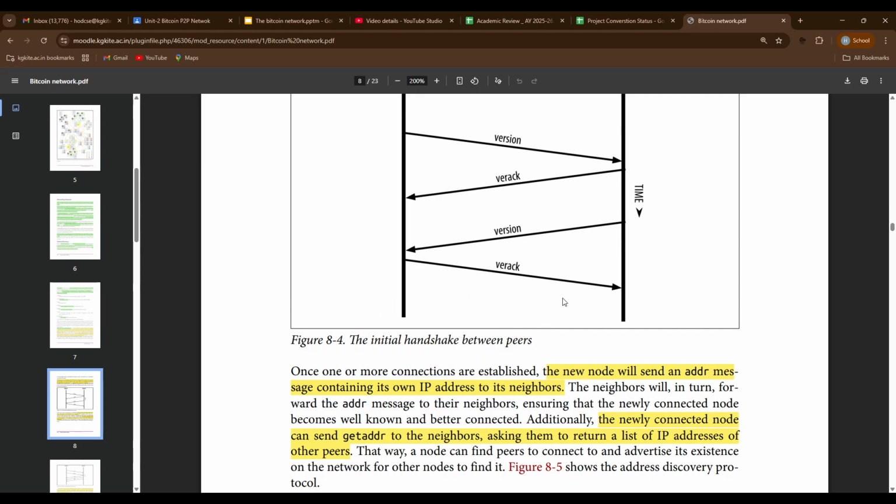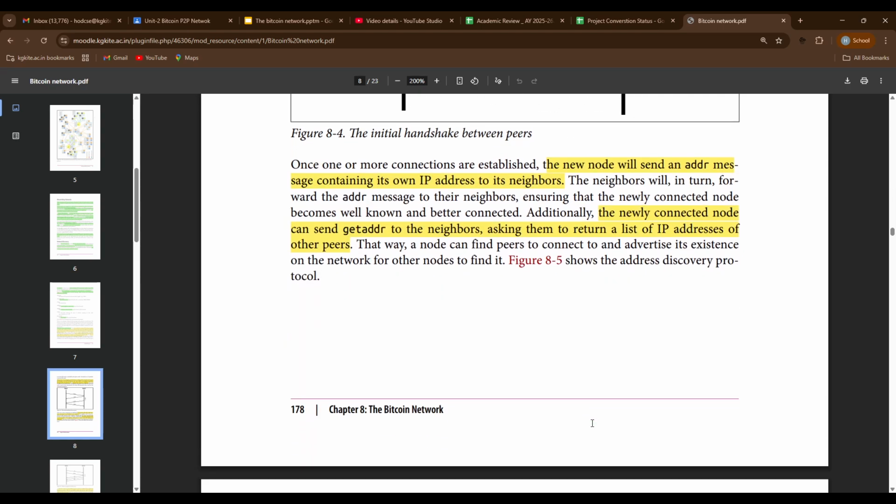Now, once the connections are established, the new node will send one address message containing its own IP address. See, I am so and so, this is my IP address. So it will send to the neighbors. That neighbor will start forwarding that to its own neighbors. So what happens at one point of time, the new node gets connected to all the other neighboring nodes.